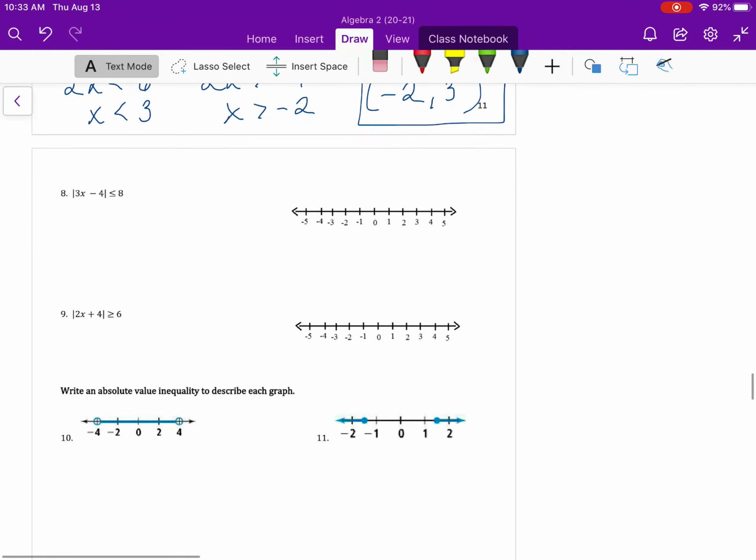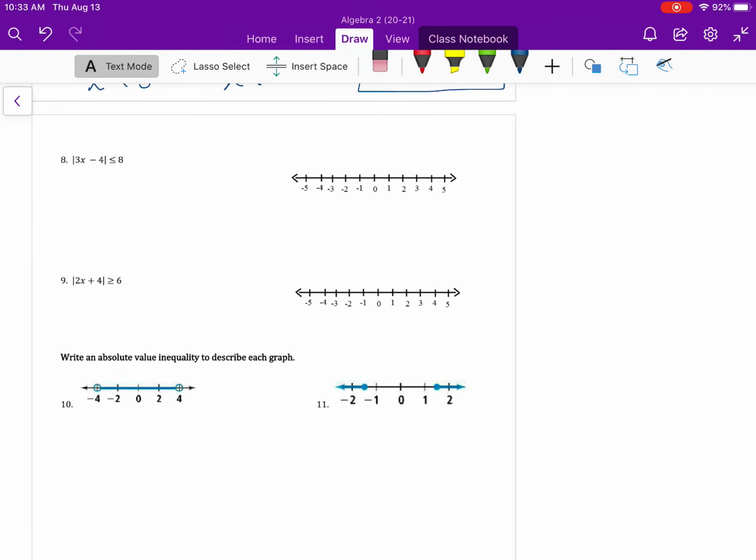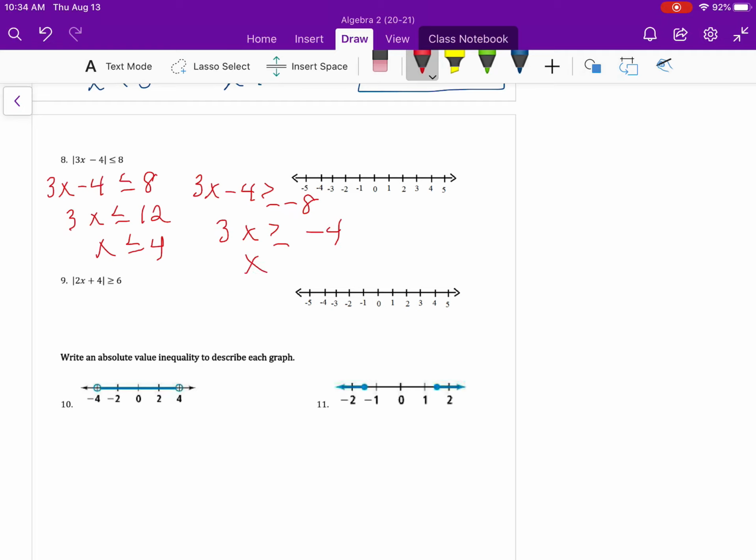So let's try another one. 3x minus 4, the distance from 0 has to be less than or equal to 8. Well, let's see. That means that 3x minus 4 could be less than or equal to 8, or 3x minus 4 could be greater than or equal to -8, right? On the other side. So you can go ahead and solve those. Less than or equal to 4. Let's see. Add 4, we get -4. So x is greater than or equal to -4/3.